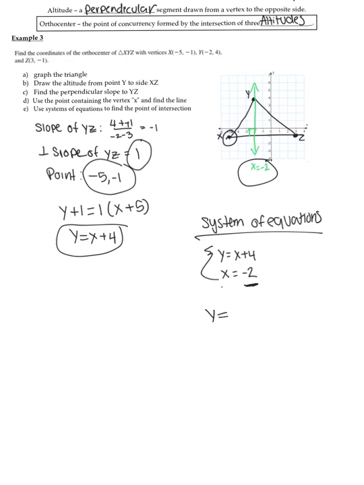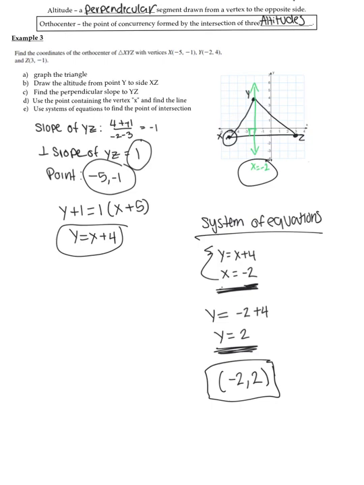So I'll do y equals, and then instead of x, I'll do -2 plus 4. And so I get that y equals 2. Now I have that y equals 2. I was already given that x equals -2, so then the point of intersection would be -2, 2. So my orthocenter here is -2, 2.